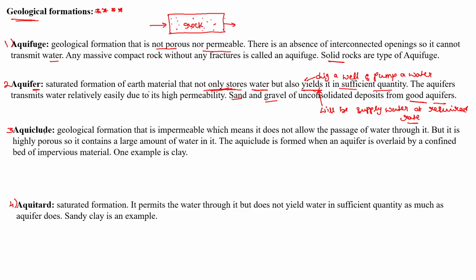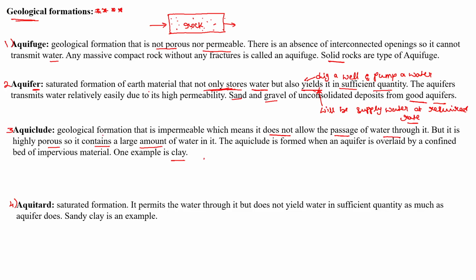Okay, next one is aquiclude. This is a geological formation that is impermeable, which means, note down, it does not allow the passage of water through it, but it is highly porous, so it contains a large amount of water. Let's say you take clay as an example. Clay is highly porous and has the ability to store water, but clay does not allow the water to percolate through it. So this kind of formation is called an aquiclude.